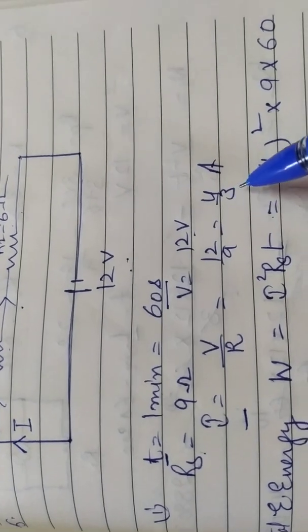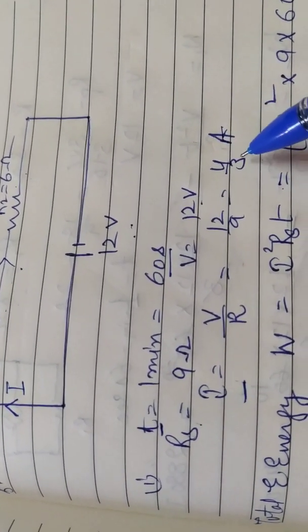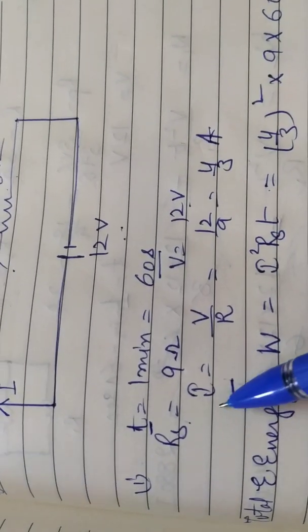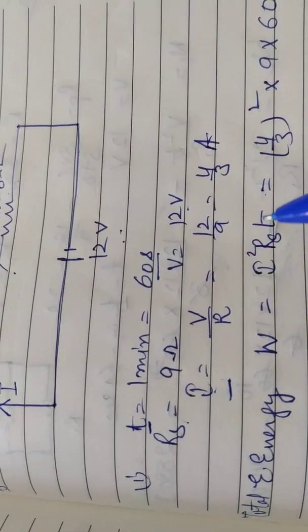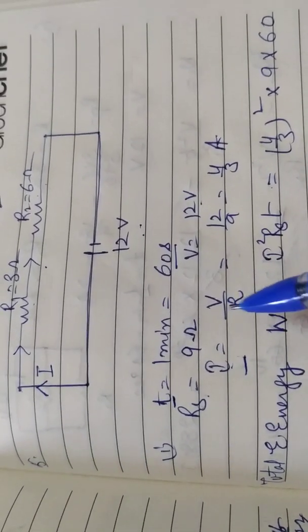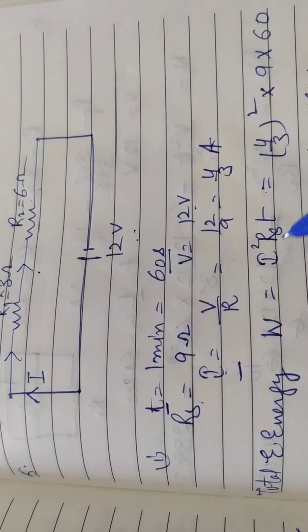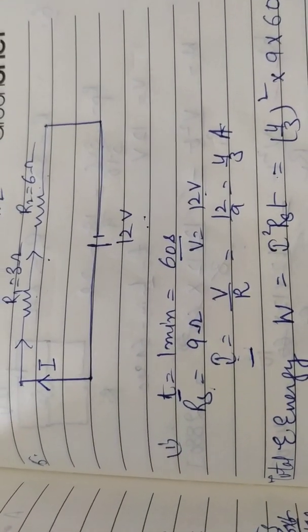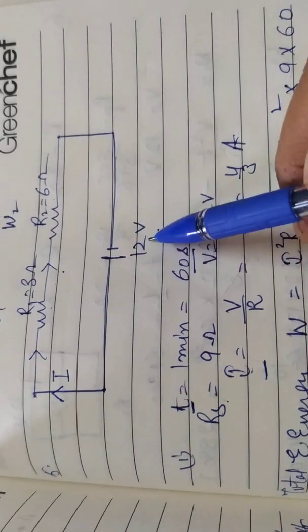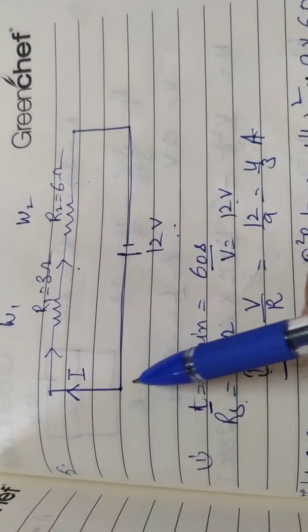So I calculated that I comes out 4 by 3 ampere. I'll leave it like that only. Don't convert it into decimal points because I'm going to use this value in the further calculations of total energy. Now for energy, I will not use the formula V square by R into T or the formula VIT. I'll avoid that formula. Why? Because potential gets divided in series. So what remains same? I.